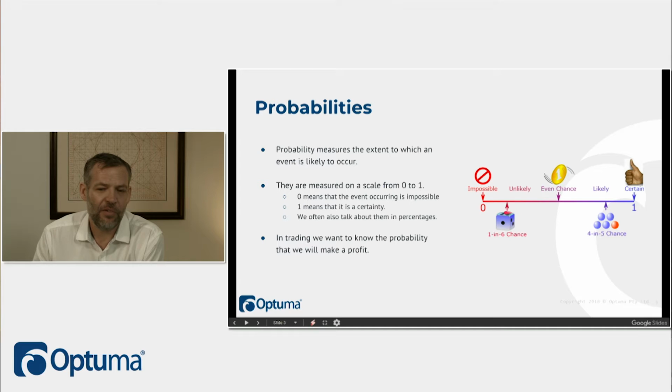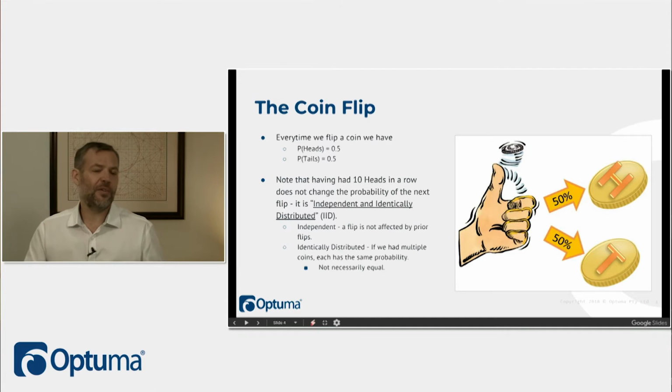And you can see here, something like a die, 1 in 6 chance. But if I have 5 balls and I want to know my probability of getting any one of 4 of them, then it's 4 in 5 of that one, so 0.8 or 80% probability. Again, the coin flip is something we often use when we talk about probabilities because everyone understands the analogy and how it works. The probability of heads is 0.5, the probability of tails is 0.5.